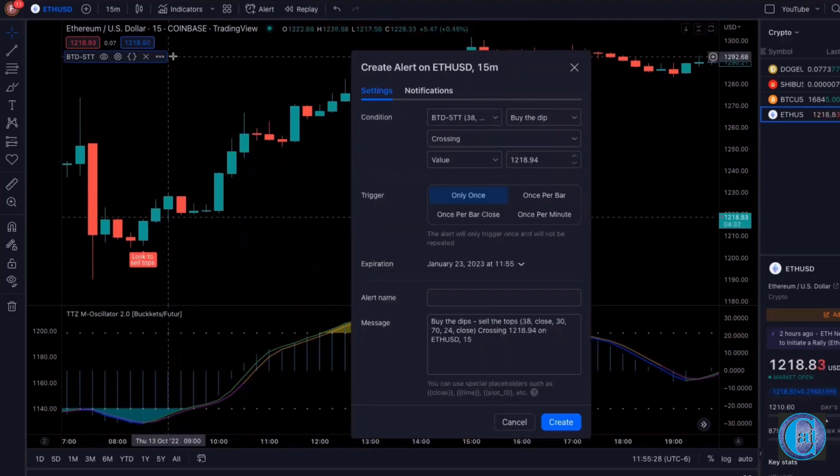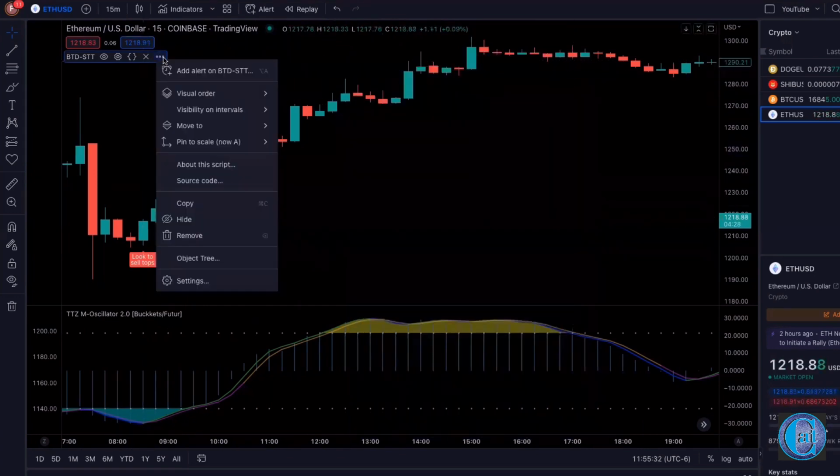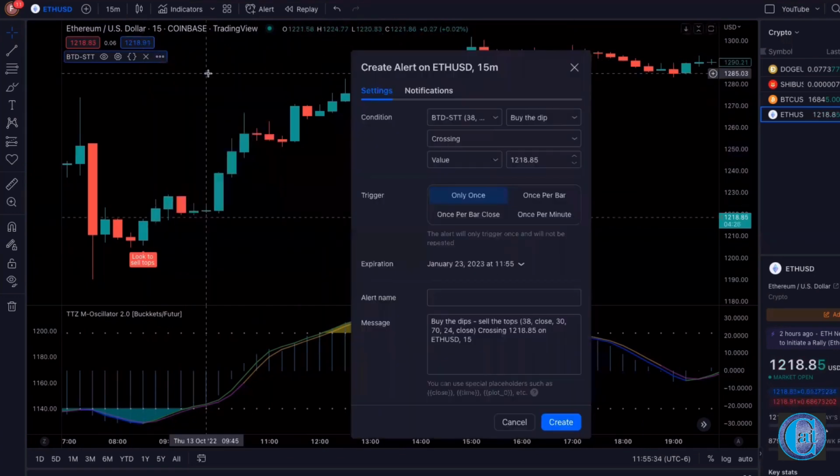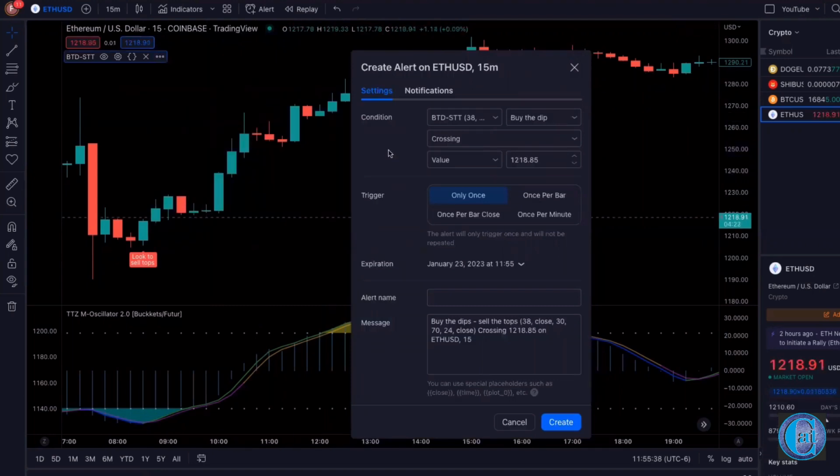All right, so you're going to click on these three dots. Click add alert right here. You're going to set up this alert twice, one for the buy, one for the sell. Okay, so you're going to make sure that this is on BDT, STT, right? Buy the dip, sell the top. And over here, when we did the setup, we unchecked all the things except for buy and sell, right?